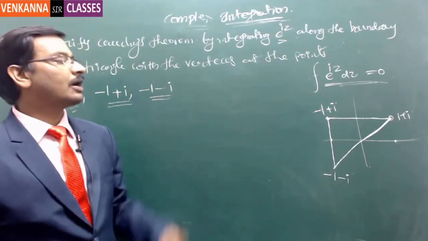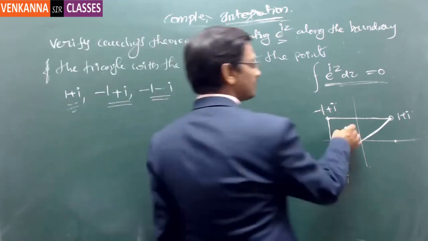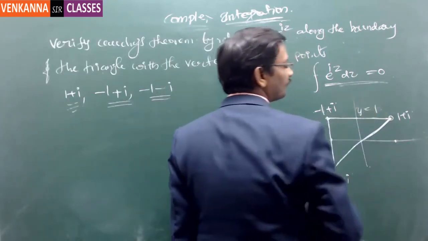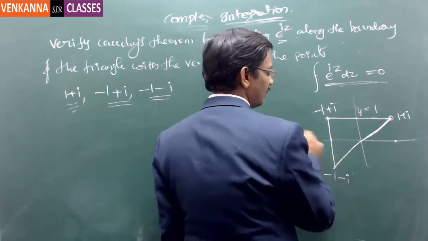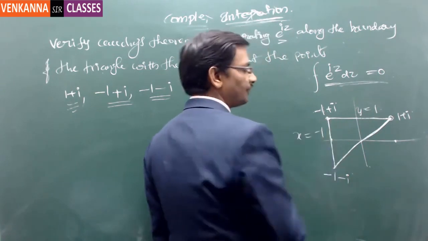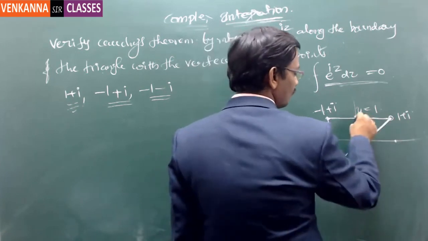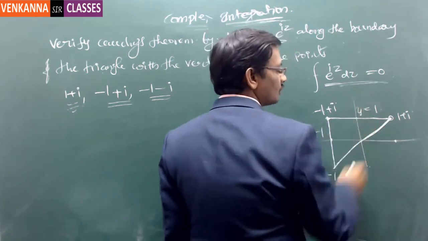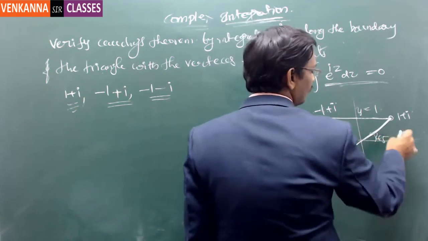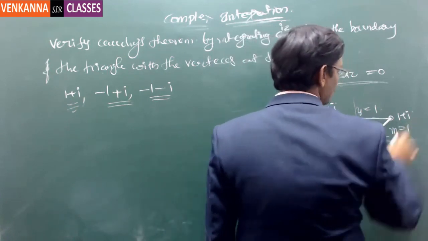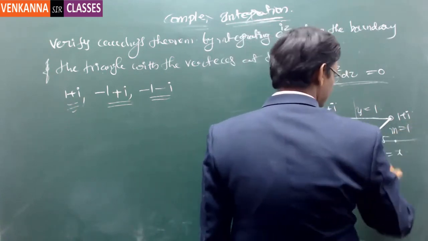So if you put it in the Cartesian equation, this value is nothing but y is equal to 1 and this value is nothing but x is equal to -1, and this equation is nothing but with a slope of this value is 1 and this height is 1. So this slope is 45 degrees or m is equal to 1. So y is equal to x is a straight line equation.